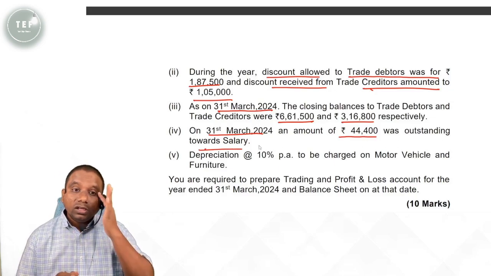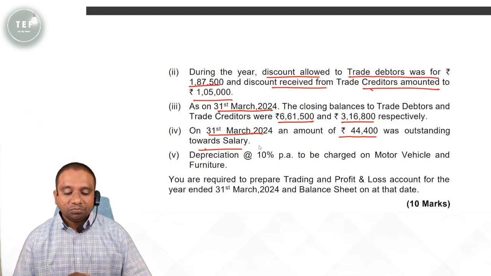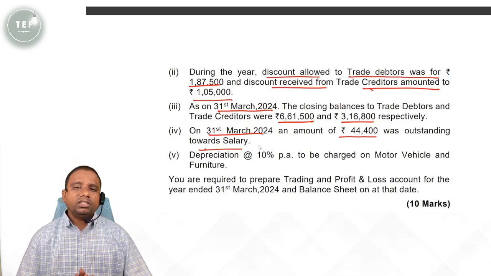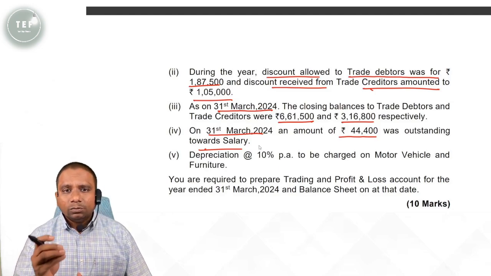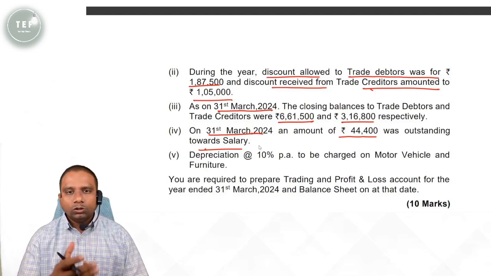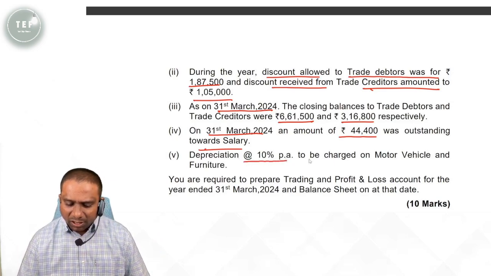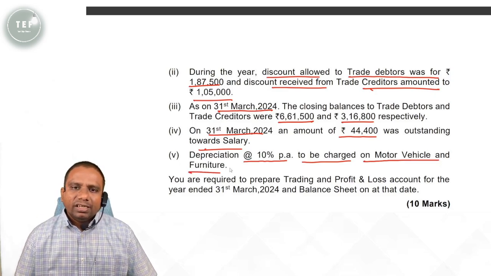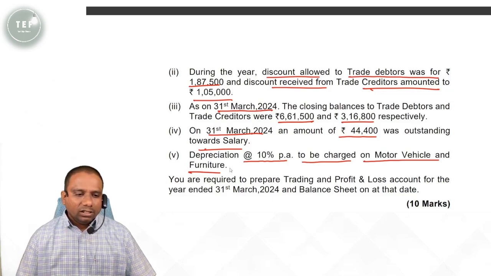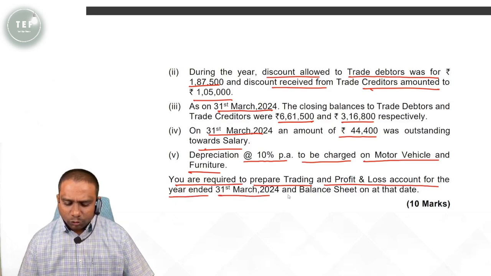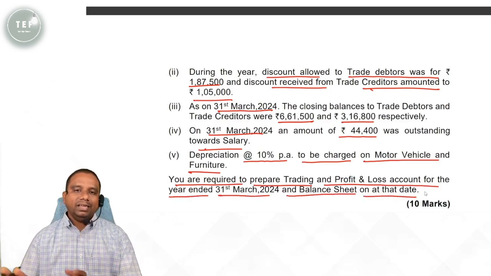Here, if you observe, when you are solving an incomplete records problem, every piece of information is useful for us. Each information is recorded in two places. Most of the information is recorded in two places, students. To remember, depreciation at 10% per annum to be charged on motor vehicle and furniture. You are required to prepare trading and profit and loss account for the year ended 31st March 2024 and a balance sheet on that date.